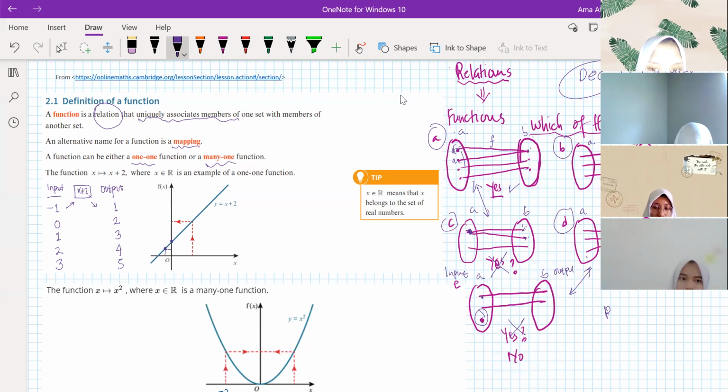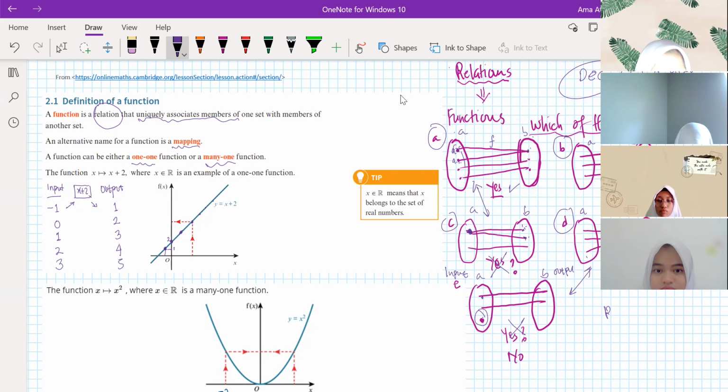This is 1, 2, right? When it is 1, it is 3. When it is 2, it is 4. And then it is like a straight line. If you connect all of the dots here, it will be a straight line. Later on, we will say that every input here has exactly one output, only one output: -1 with 1, no others, 0 with 2, 1 with 3, 2 with 4, and 3 with 5.